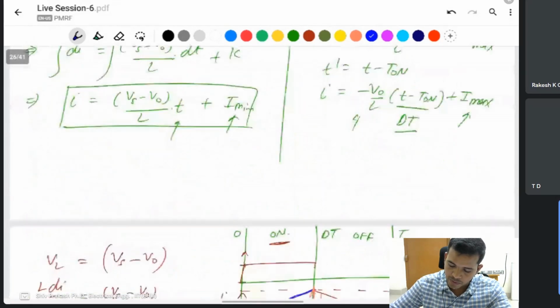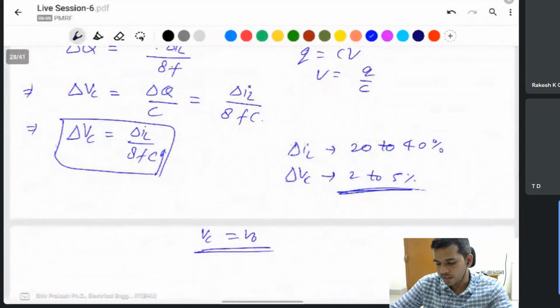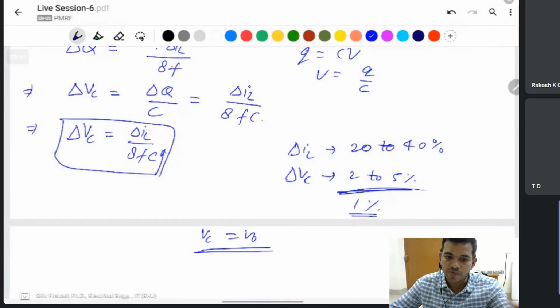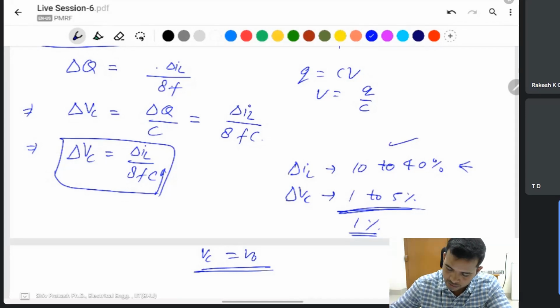I think 1 to 2% is the maximum. But in normal cases, if you take 1% of Vc, then our capacitor will be bulky. If you reduce the inductor ripple, then the inductor will be bulky. To balance this, the inductor ripple can be taken as 20 to 40%. Sometimes it will be 10% also, and this will be 1% or 0.1% in some applications.